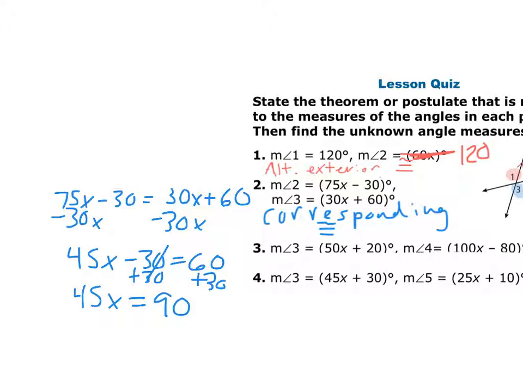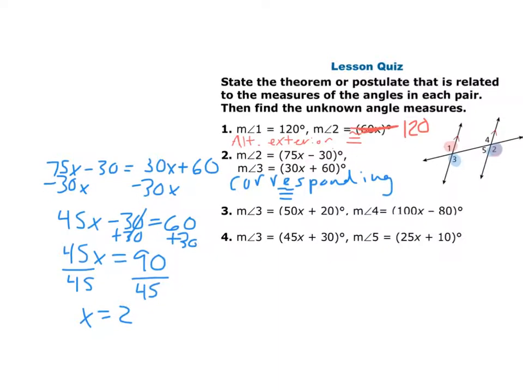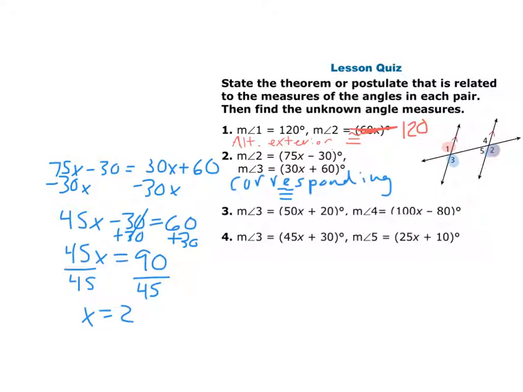Robbie, what do we do next? Divide by 45. So what do we get for x? Maybe 2. So x is equal to 2. So Nicole, what do we do next? We're trying to find angle 2 and angle 3. So we plug it in. So we take x is equal to 2 and plug it in.